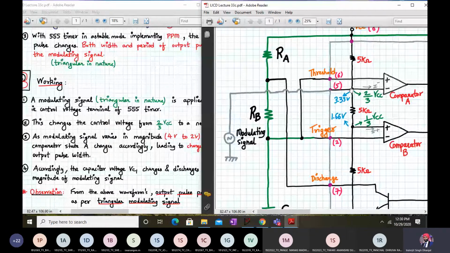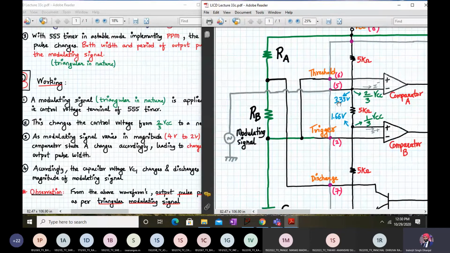So accordingly, my pin number 5 is getting affected. At pin number 5, I have a modulating signal. Similarly, this pin, the 1.66 volt one, going to the positive of comparator B, will also definitely get affected, as we have seen in the voltage controlled oscillator. Like the control voltage here, this is a control voltage only. There it was DC, here it is AC.